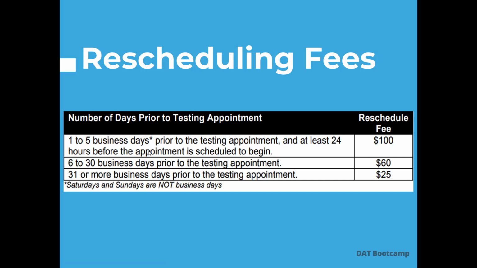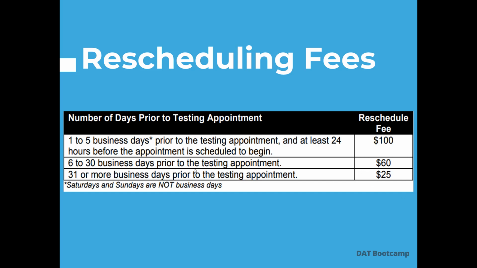Rescheduling fees. So let's say that you want to reschedule your test. What kind of fees are we looking at? As you can see, 1 to 5 business days prior to your testing appointment is $100. 6 to 30 business days is $60. And 31 or more business days prior to your appointment is a $25 fee.